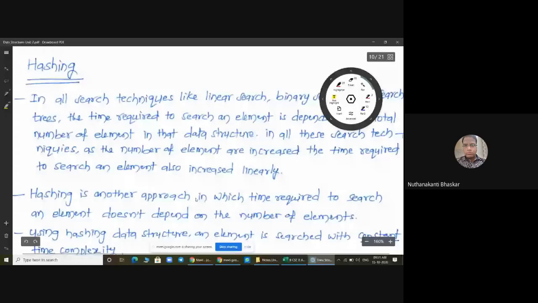Is the screen visible now? Is the screen visible? Yes, sir.